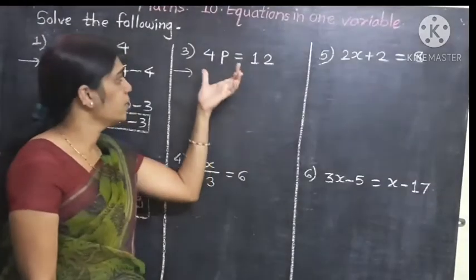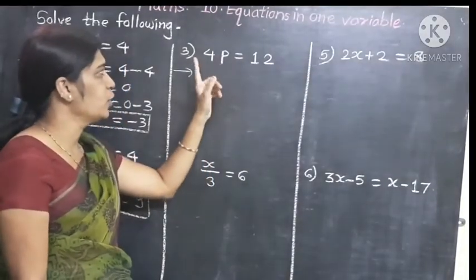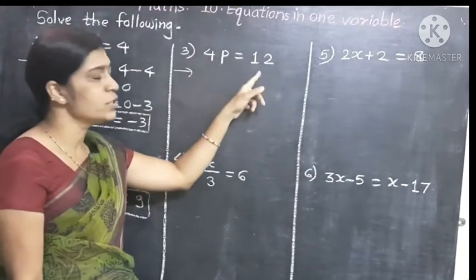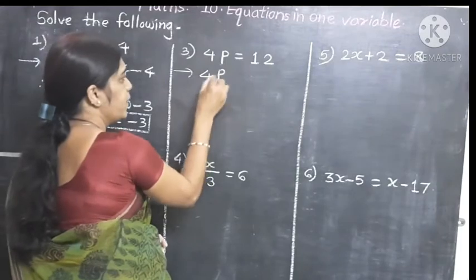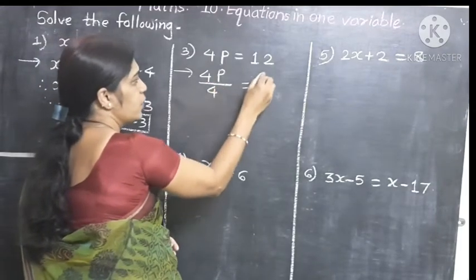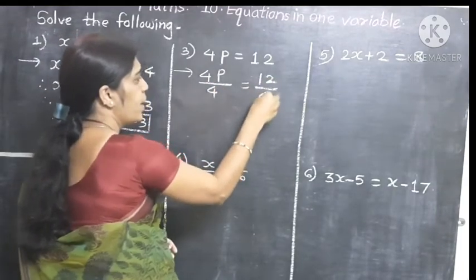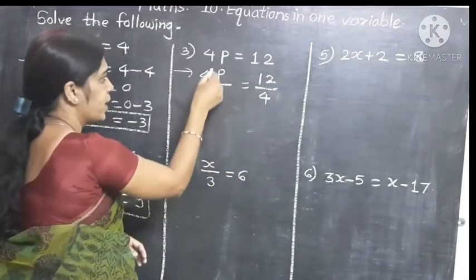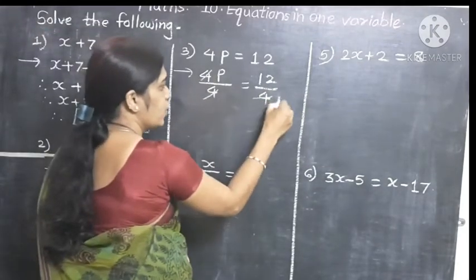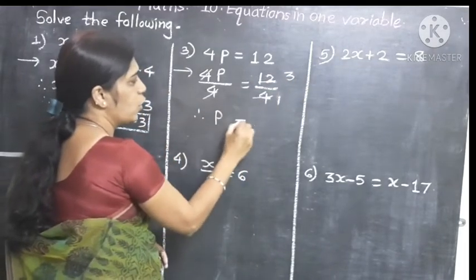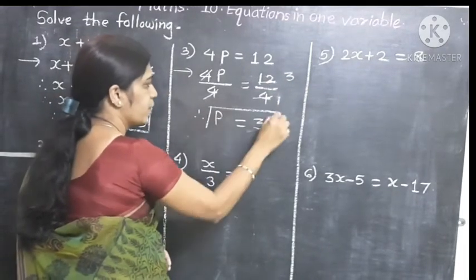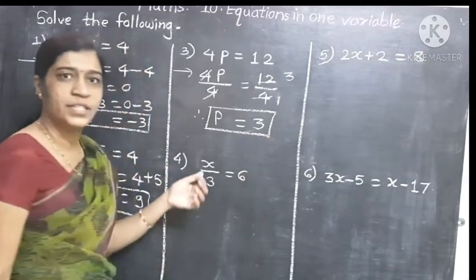Okay, then here in this equation we will divide both sides by 4. 4p divided by 4 is equal to 12 divided by 4. Here 4 gets cancelled. 4 ones are 4, 4 threes are 12. Therefore value of p is 3. Value of p becomes here 3.